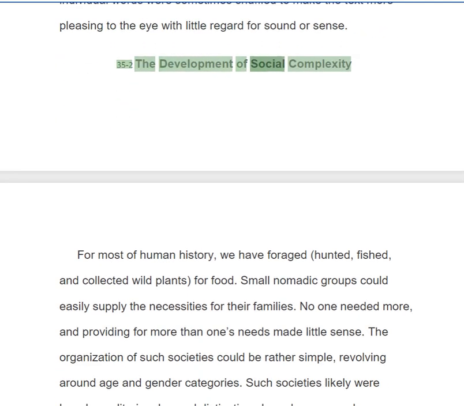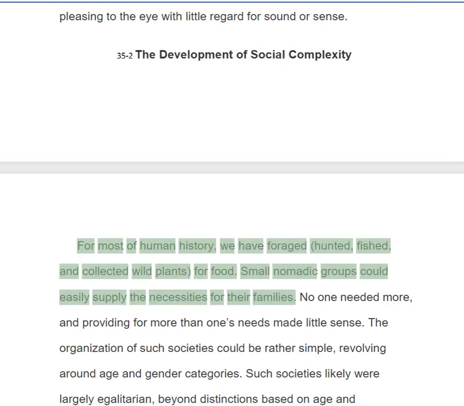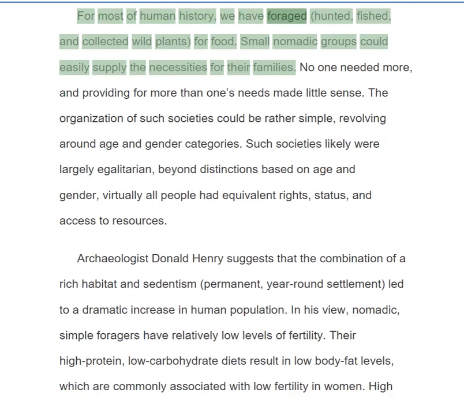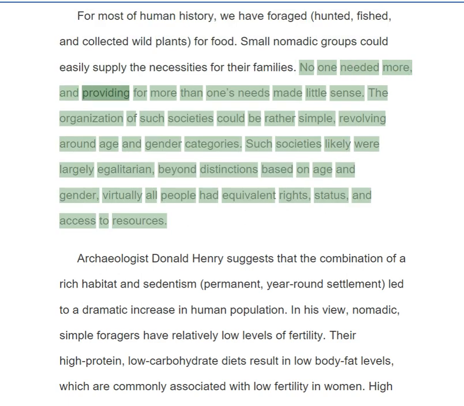35-2 The development of social complexity. For most of human history, we have foraged for food. Small nomadic groups could easily supply the necessities for their families. No one needed more, and providing for more than one's needs made little sense.